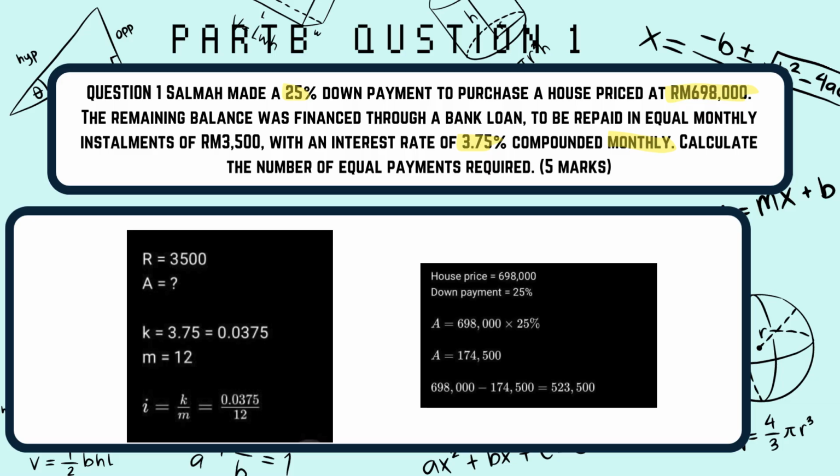The down payment was 25%. So we need to find the amount of the down payment first. So it equals 698,000 ringgit multiplied by 25%. We put it on our calculator, we got 174,500 ringgit. And then we subtract it from the house price, 698,000 ringgit minus 174,500 ringgit. So we got 523,500 ringgit.